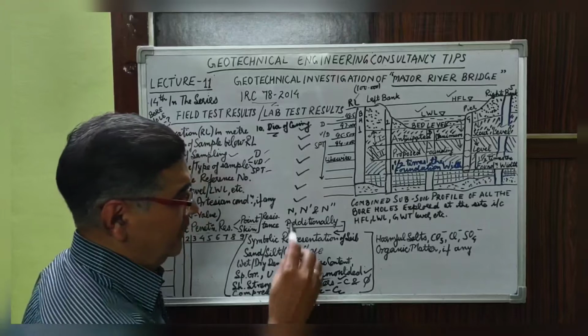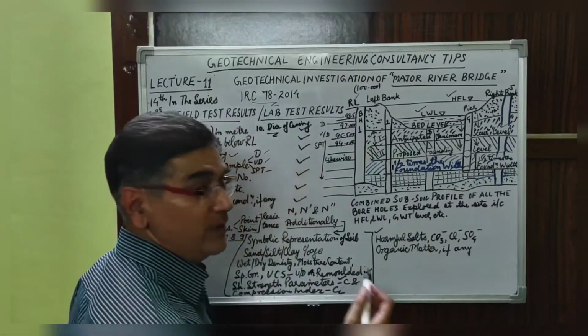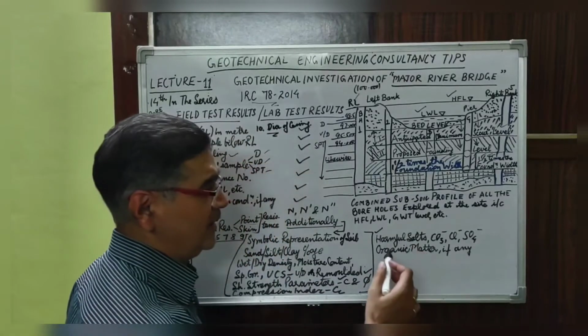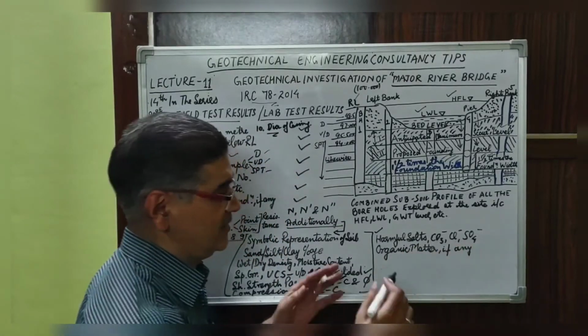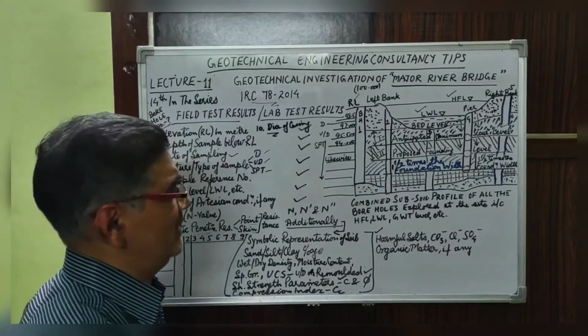After that, you can also inbuilt into this the harmful salts content of each and every sample collected at the site and the organic matter if any. Harmful salts may consist of carbonates, chlorides and sulfates. This has already been mentioned and discussed in one or two of my previous lectures.